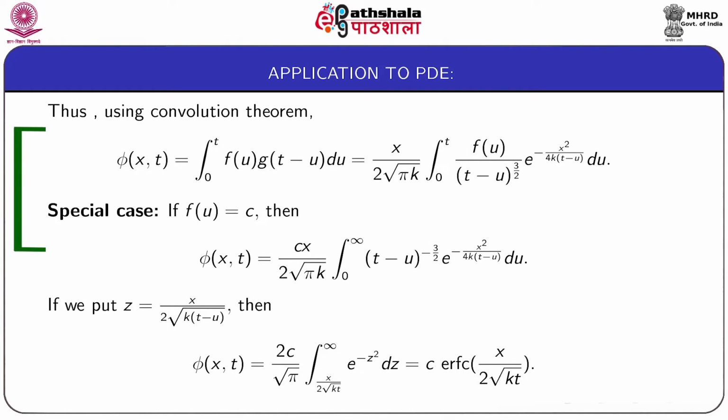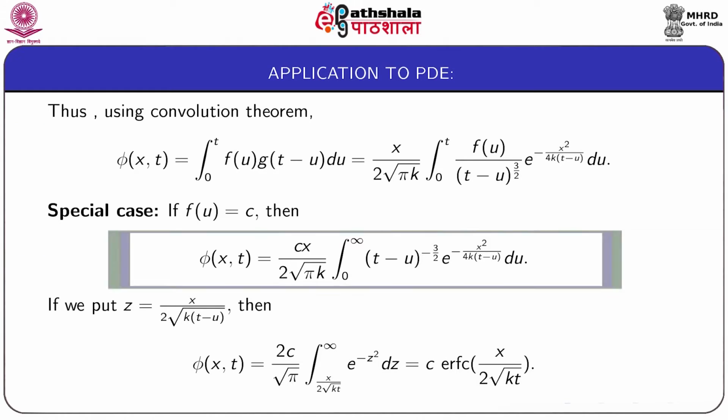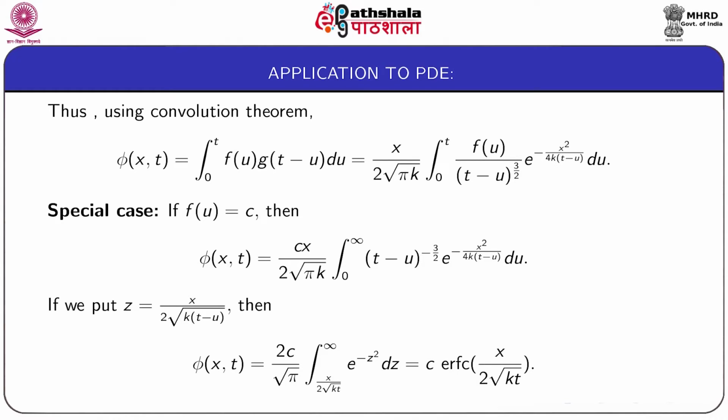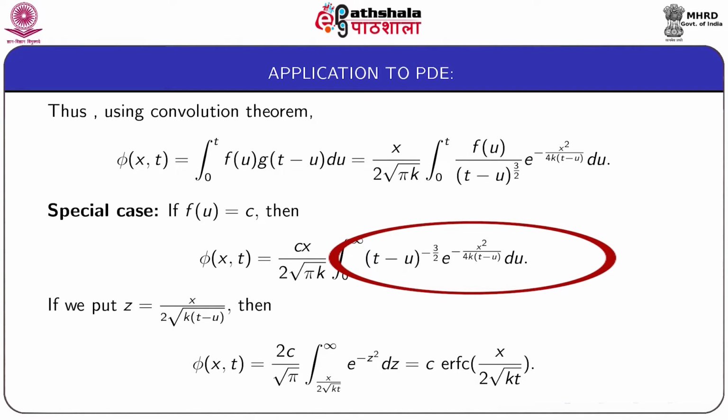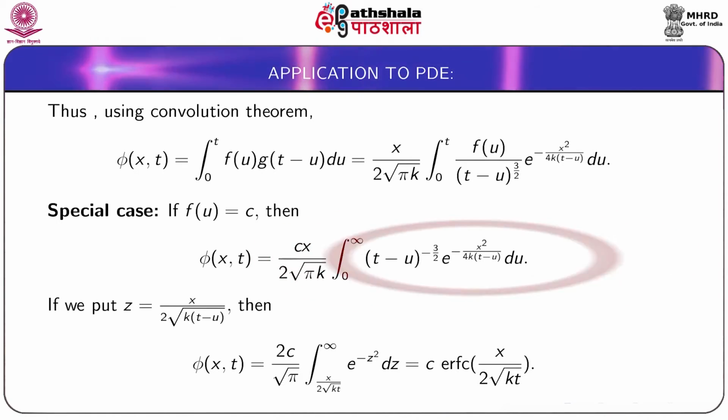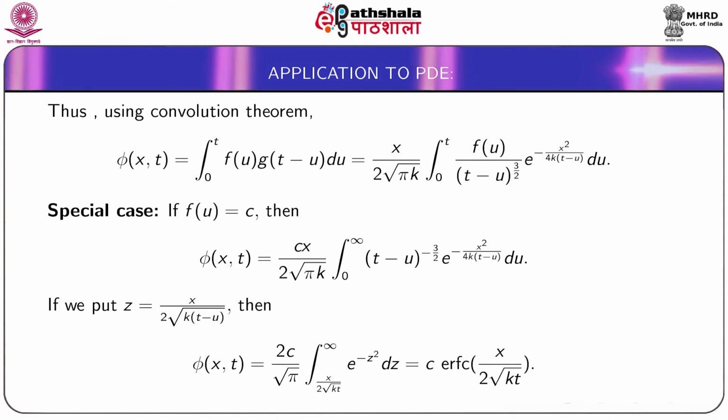Now, as a special case, if we consider f(u) equal to a constant c, then in this case φ(x,t) is equal to c times x/(2√(πk)) times the integral 0 to infinity of (t-u)^(-3/2) e^(-x²/4k(t-u)) du.